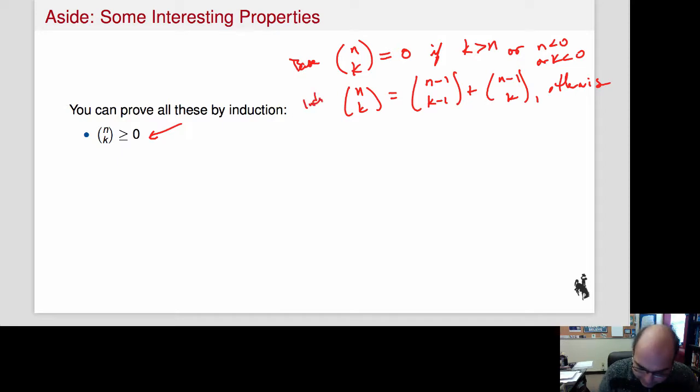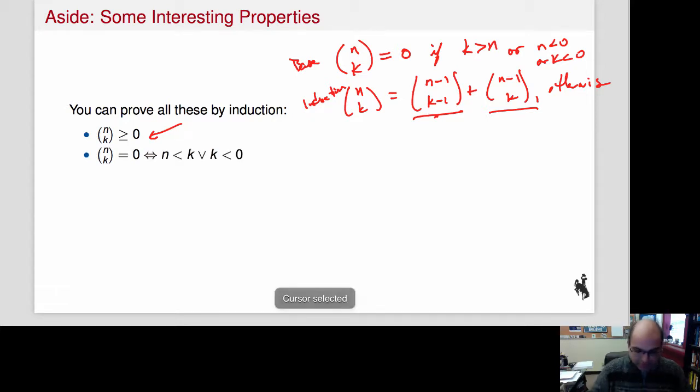And here's the inductive case. Using induction, I can assume that this is greater than or equal to 0, and that's greater than or equal to 0. And when I add two numbers that are greater than or equal to 0, I get a number that's greater than or equal to 0. Done. So that's the end of that proof. Pretty easy.